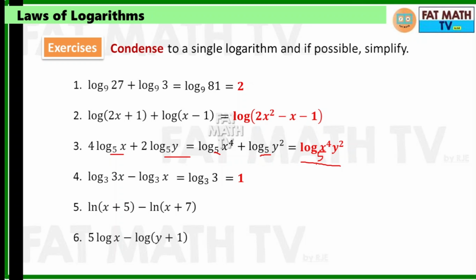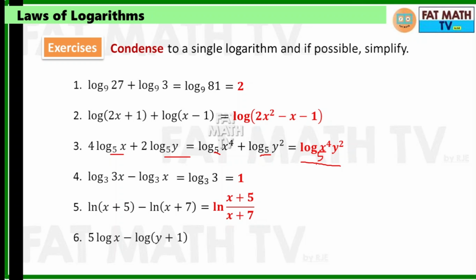Number 5, ln of x plus 5 minus ln of x plus 7. Very simple. Is this a difference of logarithms? So the answer is logarithm of the quotient. So ln of x plus 5 over x plus 7.